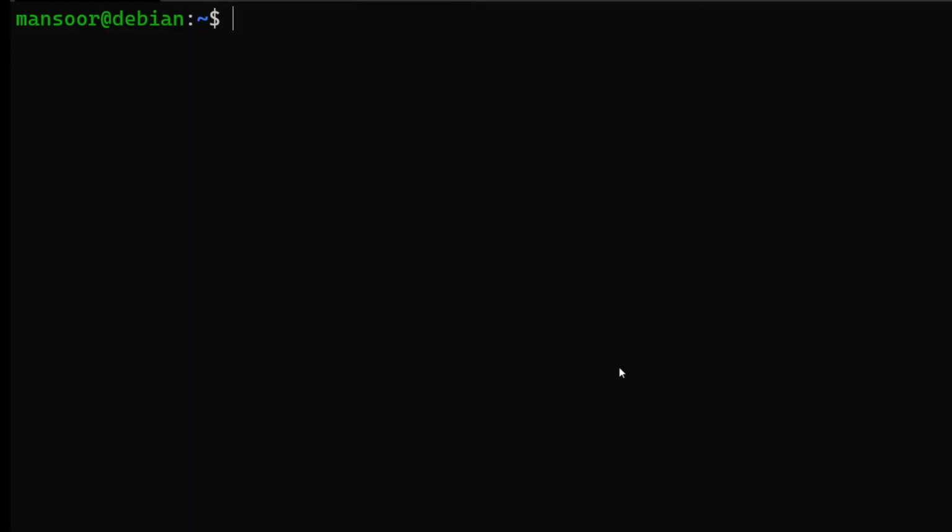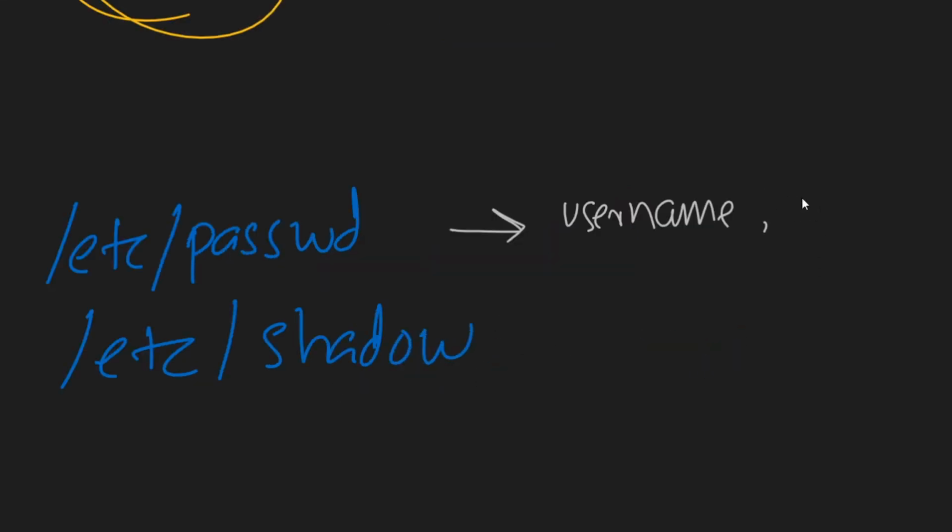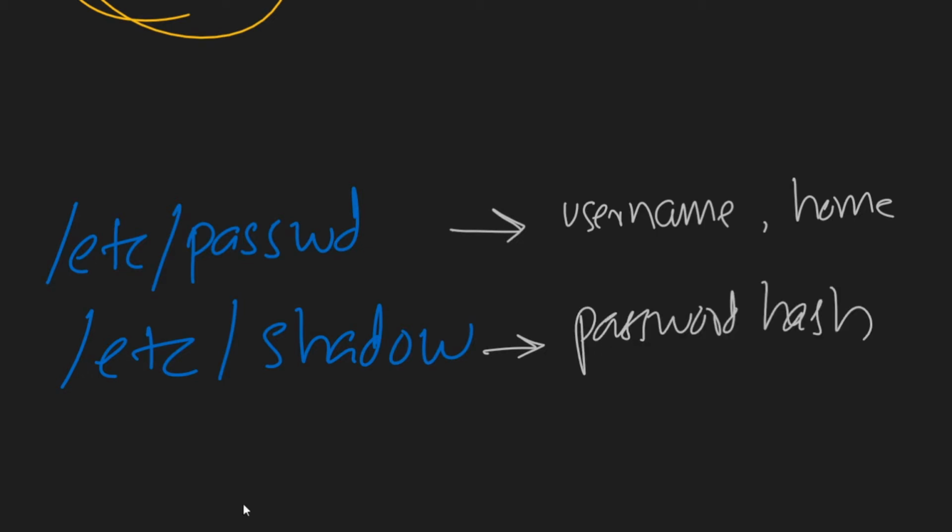I have SSH'd into our Debian virtual machine. There are two important files that are actually crucial to user management. The first one is /etc/passwd. And the second one is /etc/shadow. The first one contains the username, home directory, etc. The second one contains the very important thing, which is the password hash. Now let's take a look at how exactly it looks in a Linux system.